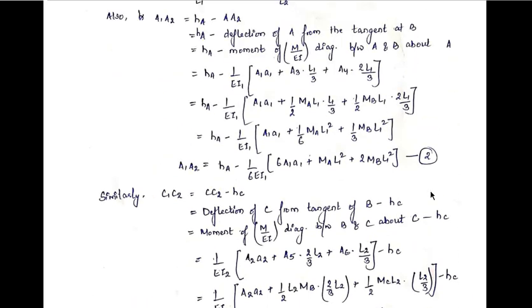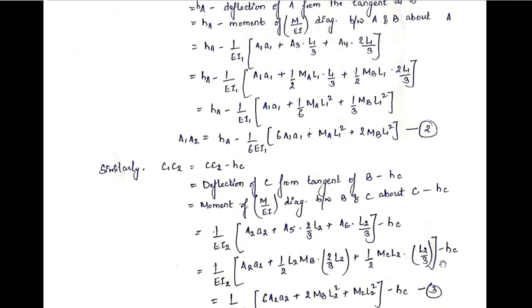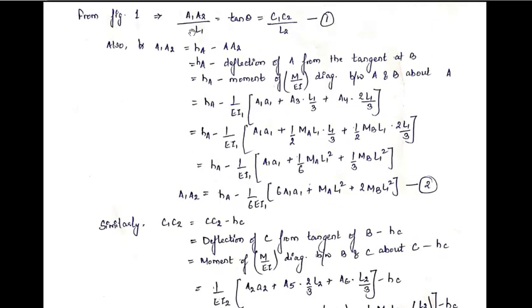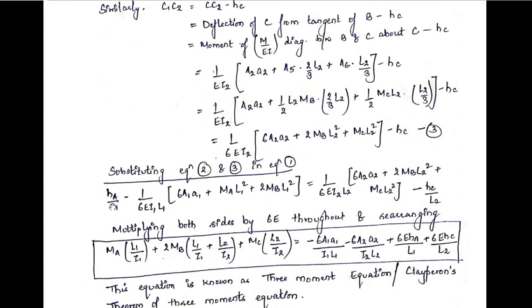Now we have the equations for A1, A2 and C1, C2. So we can put the values of A1, A2 and C1, C2 from equations 2 and 3 into equation number 1. After putting them in this equation, we will get something like this. Just divide equation number 2 by L1 and equation number 3 by L2. After dividing and keeping these terms equal, multiply both sides by 6E throughout and then rearrange. After rearranging, we will get this equation, and this equation is known as the three moment equation or Clapeyron's theorem of three moments.